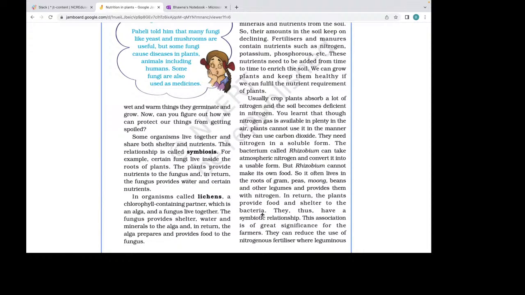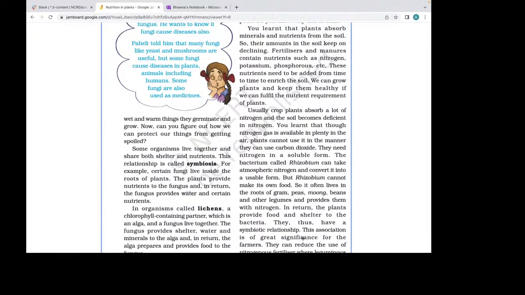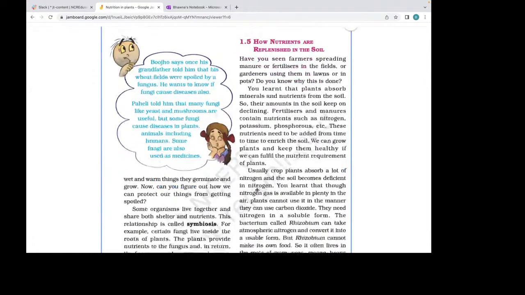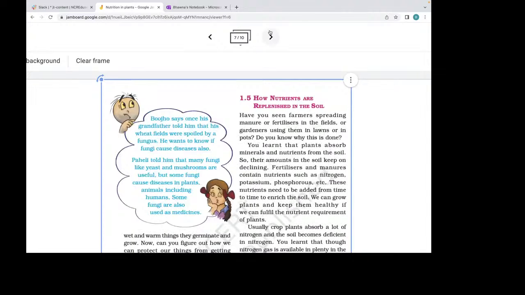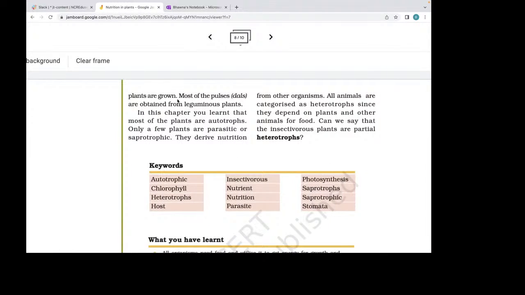Okay. So we have learned 2 to 3 examples of symbiosis and this is very important. This association is of great significance for the farmers. They can reduce the use of nitrogenous fertilizers where leguminous plants are grown. Most of the pulses are obtained from leguminous plants.